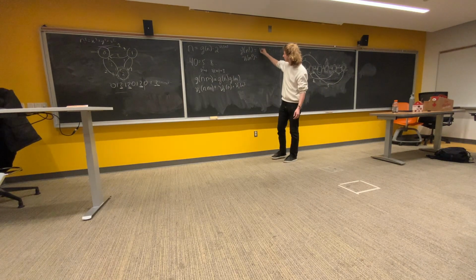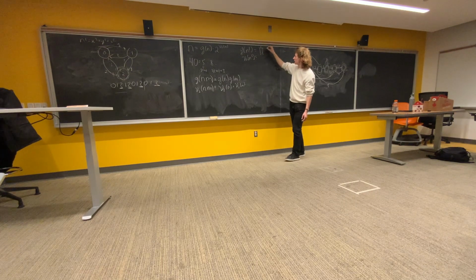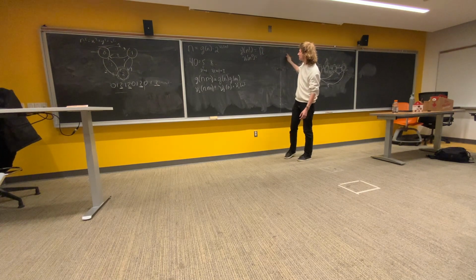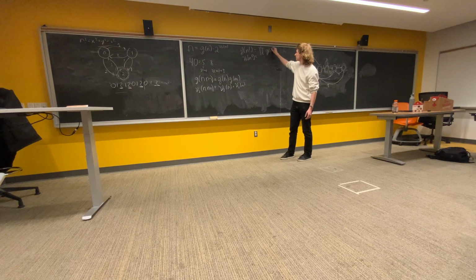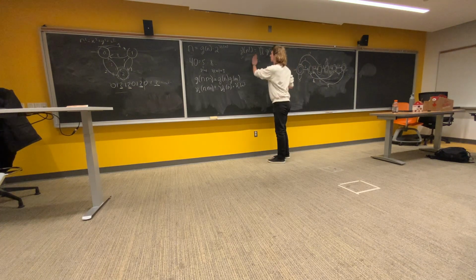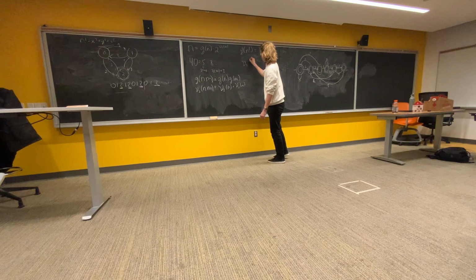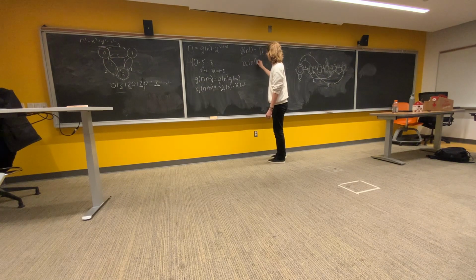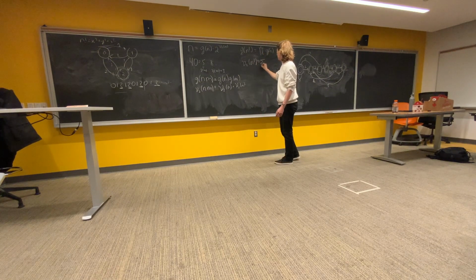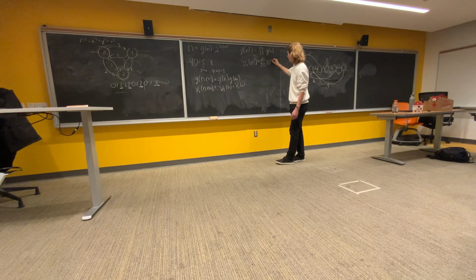This is the running product from 1 to n of g of i. And nu 2 of n factorial is this running sum from 1 to n.